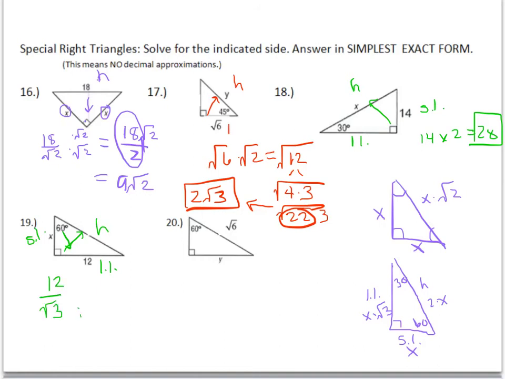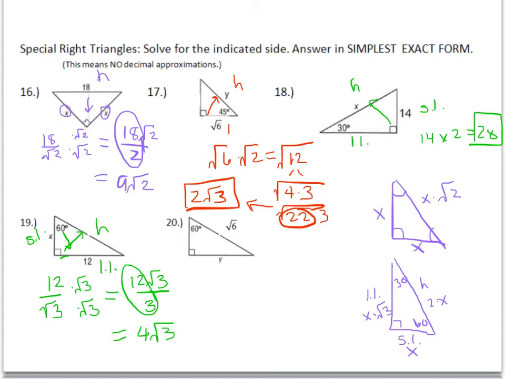Just like number 16, I can't leave that root in the bottom. Multiply by a factor of 1 that would get that root out of the bottom, so we don't need the root anymore, because root 3 times root 3 is regular 3. On the top we have 12 times root 3. Now, just like that last one, 12 divided by 3, our outsides simplify, and we get 4 root 3.